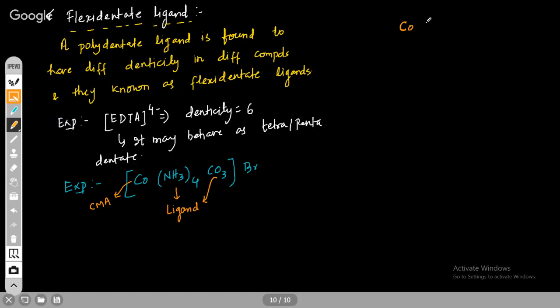Atomic number of cobalt is 27, correct? Right? And the next noble gas configuration, if you see, is krypton, and the atomic number of krypton is 36. Okay, now you listen to me very carefully here. Cobalt has 27 electrons, correct? And it is accepting electrons from the ligands. So it has a tendency to gain this noble gas configuration, and that is why it is accepting electrons from the cobalt.